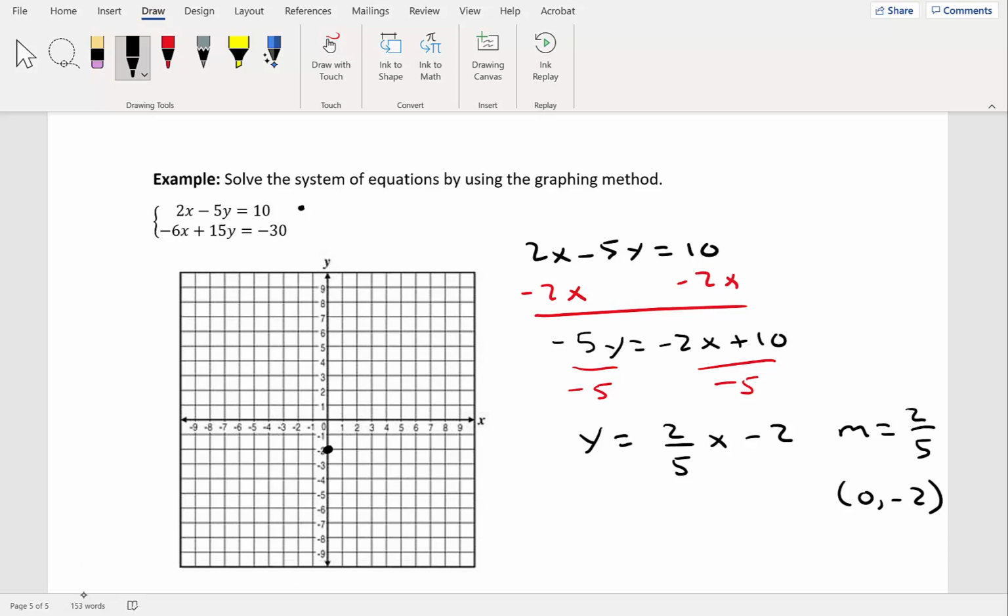Okay, so let's graph it. So 0, -2 is this point. And then my slope is telling me to go up 2 to the right 5, which would put me over here. Now I can connect them with each other.